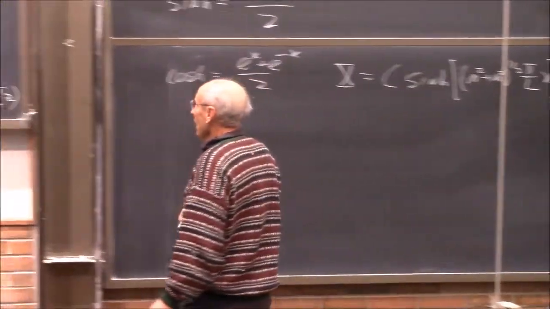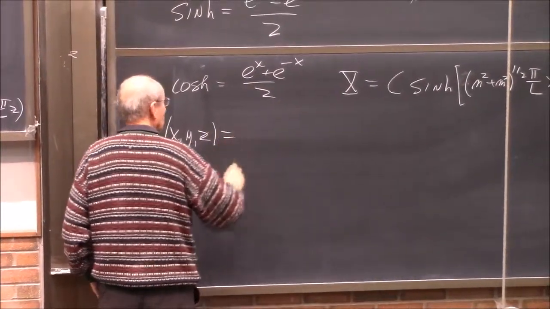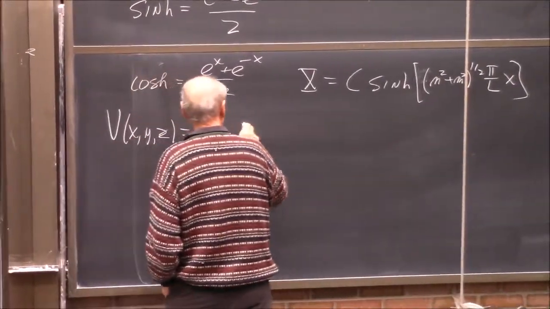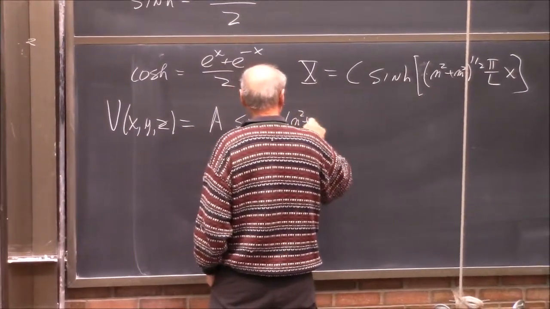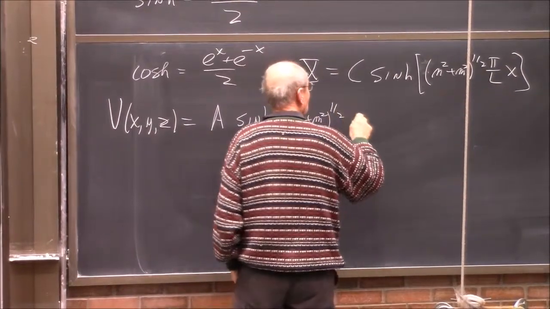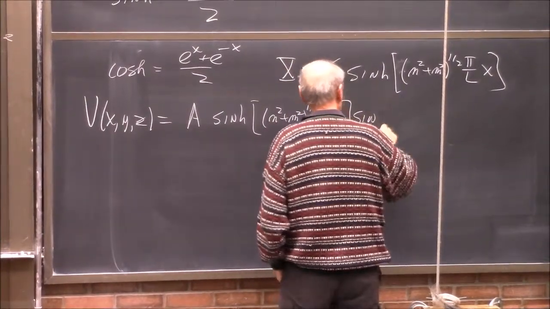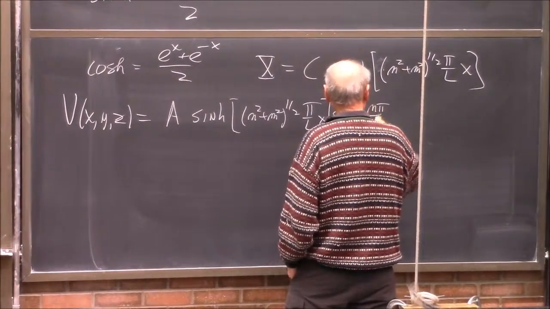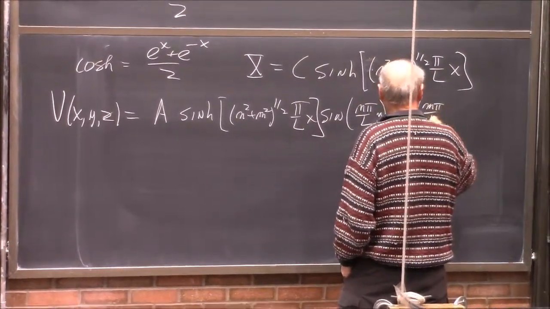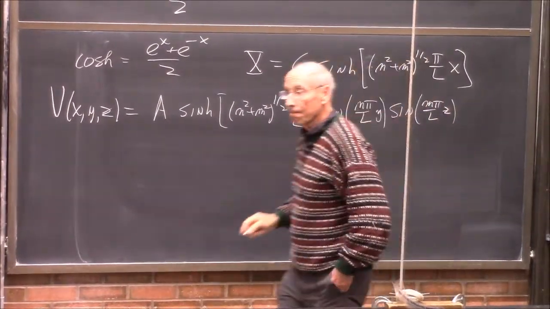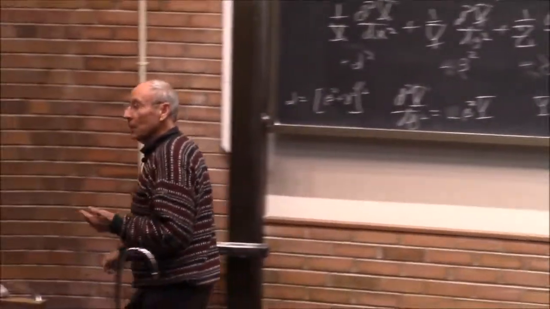We had decided that our solution, V of x, y, and z, was some constant times the sinh of n squared plus m squared to the 1/2 pi over L times x, times the sine of n pi over L times y, times the sine of m pi over L times z. And that had satisfied 5 of the 6 boundary conditions, but not the 6th.